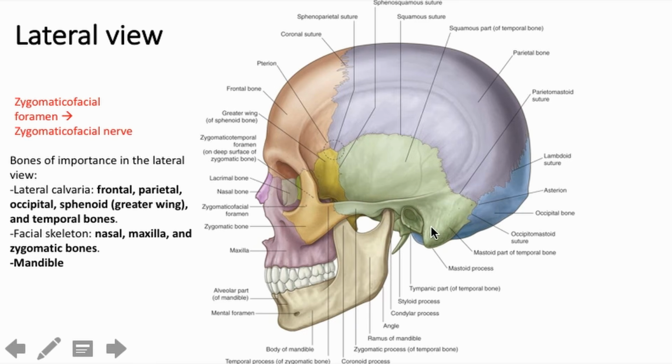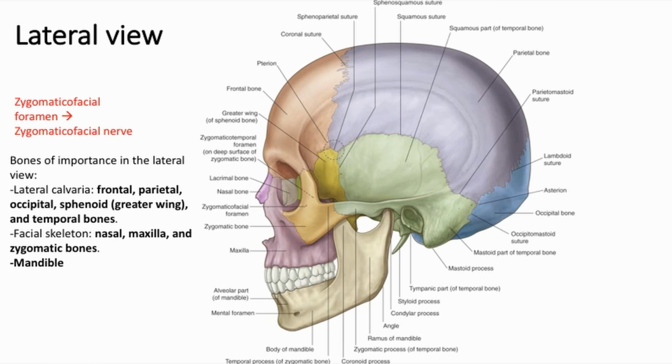Then we have the mastoid part, which is the most posterior part of the temporal bone, and it's the only part of the temporal bone seen on the lateral view of the skull. So right here. It's continuous with the squamous part of the temporal bone anteriorly. It articulates with the parietal bone superiorly at the parietomastoid suture, and it articulates with the occipital bone posteriorly. These two sutures, the parietomastoid and the occipitomastoid sutures, are continuous with each other back here.